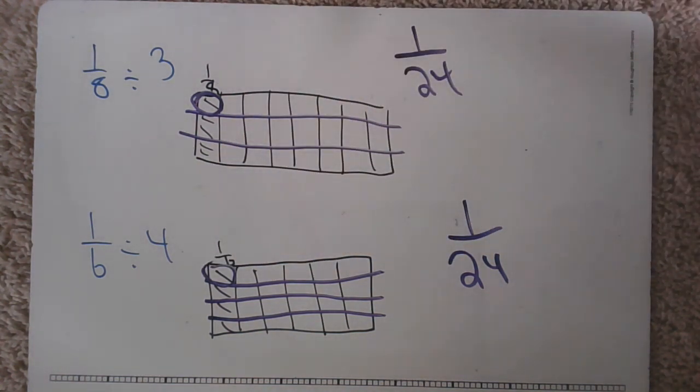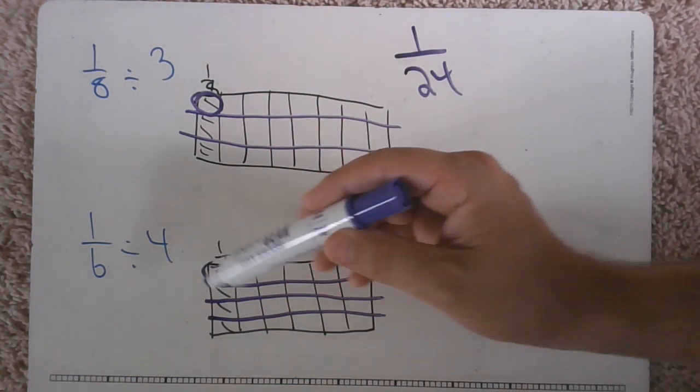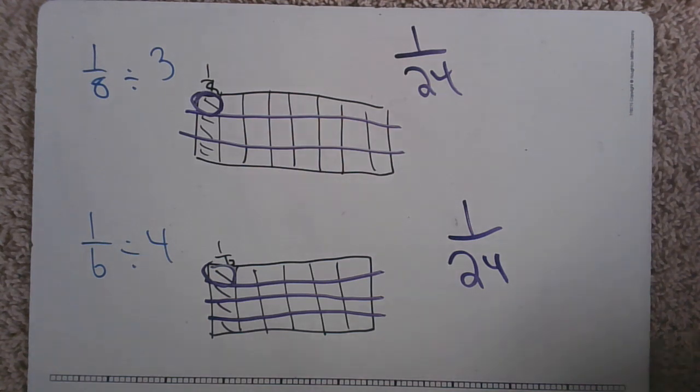Now, 1 out of how many? Well, let's see. I have 6 chunks going this way and 4 going up and down. So 6 rows by 4 columns, or 6 columns by 4 rows, however you want to look at it, should make 6 times 4, which is 24.